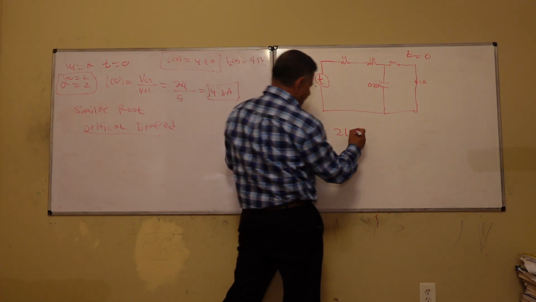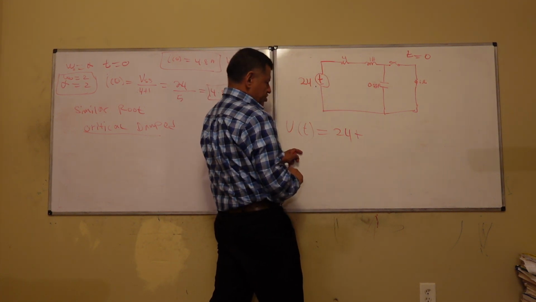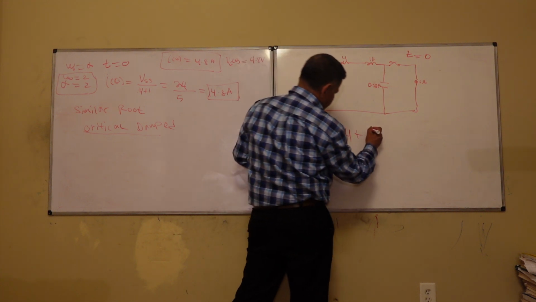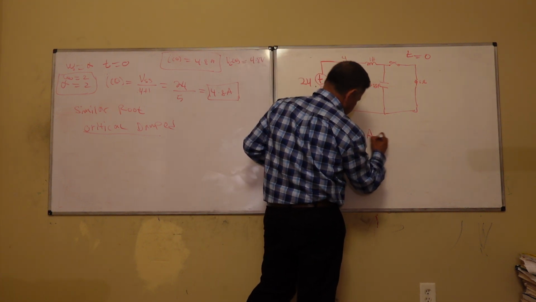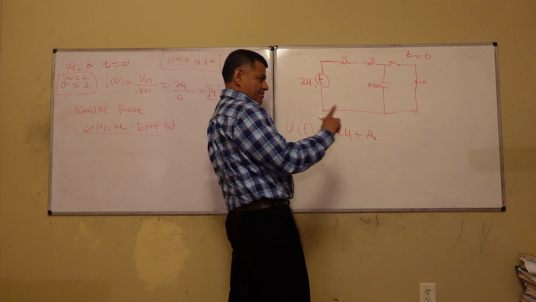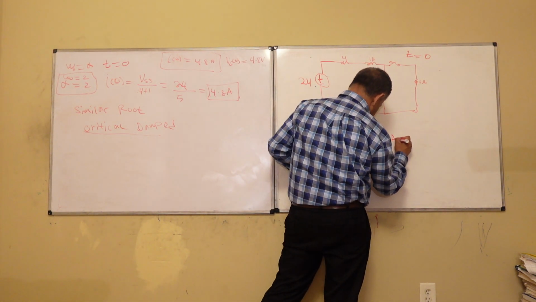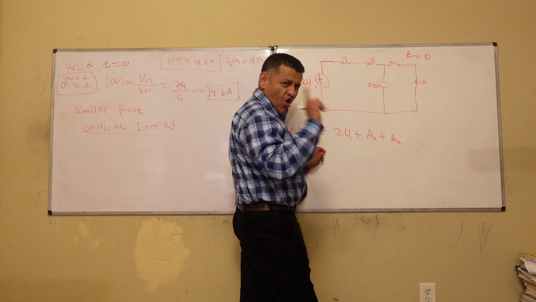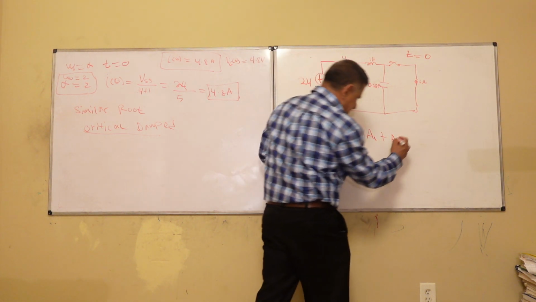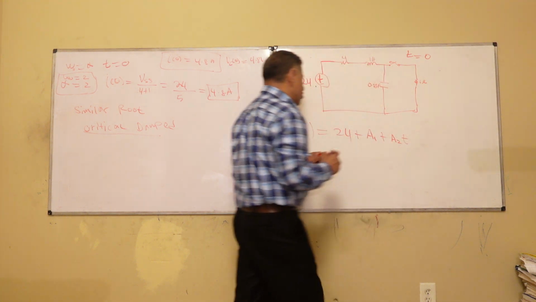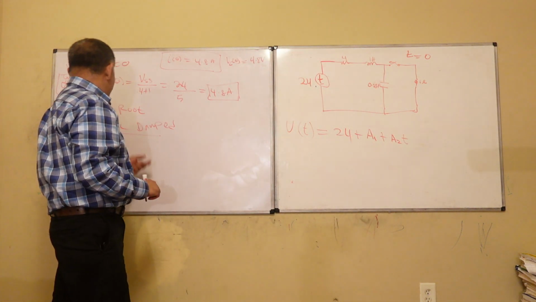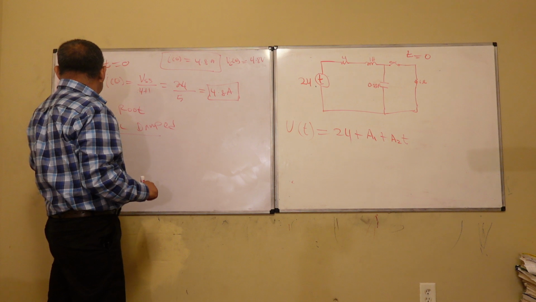24 volts, but we have a plus something, right? And that plus something is going to be A1, and then we have a plus A2, with the only difference being that we add a t over here, because the roots were the same.